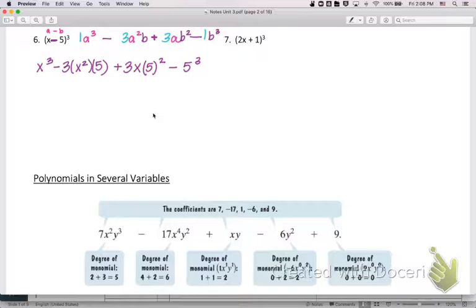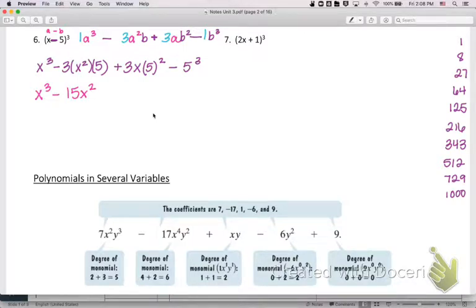Now, you should know your perfect cubes out to 10 without a calculator. 1 cubed, 2 cubed, 3 cubed, and so on, all the way out to 10 cubed. You should recognize those without a calculator. So I'll put them here on the side in case you need them. When we start factoring, it's really important that you can recognize those. So all we need to do now is simplify what we have here. So that's going to be x cubed minus 15x squared plus 5 squared is 25. 25 times 3 is going to be plus 75x minus 5 cubed, which is 125. So that's what we get when we multiply that out.